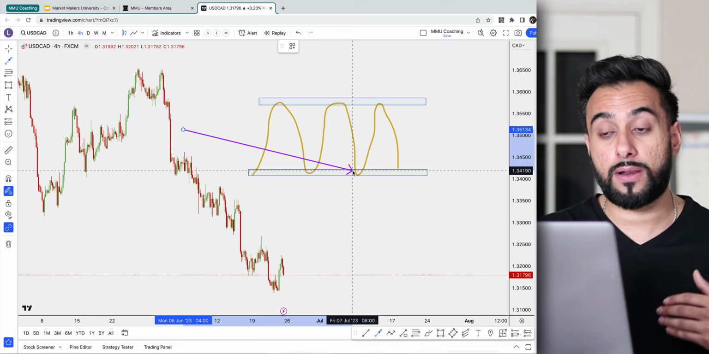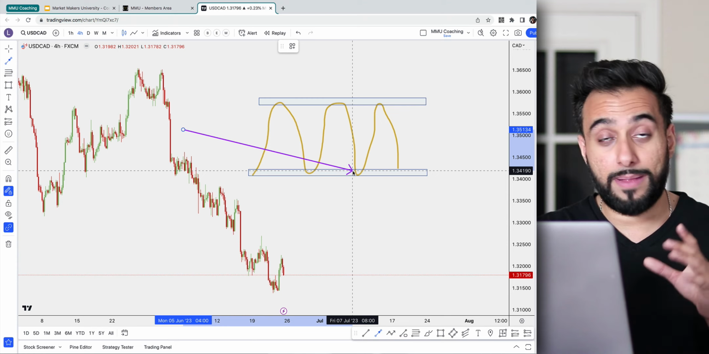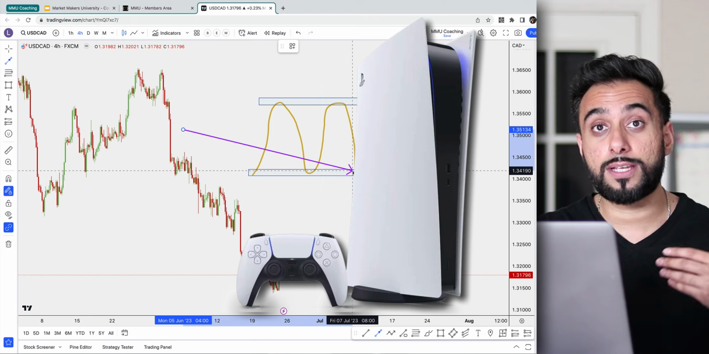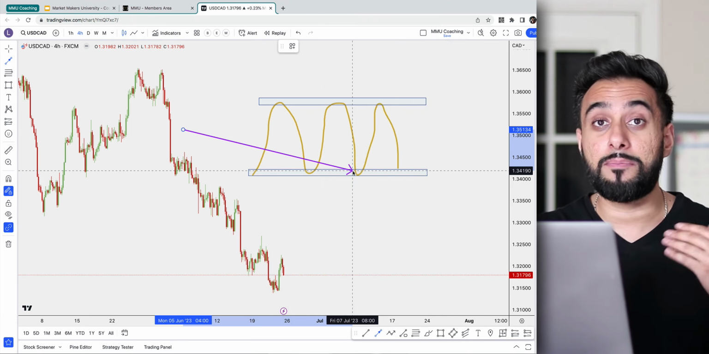And that is generating a lot of demand, which is pushing the price higher. Let me give you an example. Think about whenever the PlayStation 5 first came out. I don't know if you guys know much about it, but it was very hard to get a hold of. Sony didn't make a lot of PS5s and it didn't meet the demand.